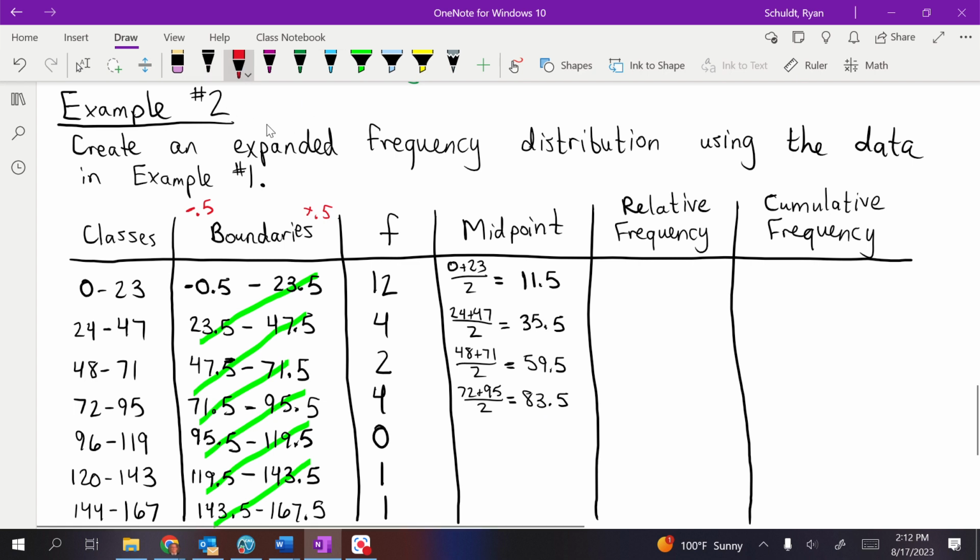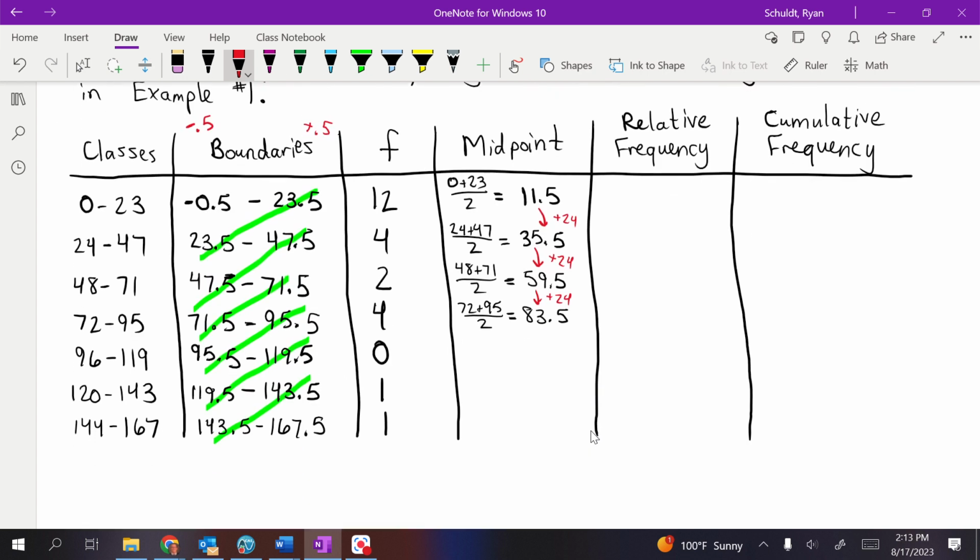Do y'all notice anything between the midpoints? How far is it here? 24. How far is it here? How far is it here? Where did that 24 come from? That looks familiar. That's our class width.